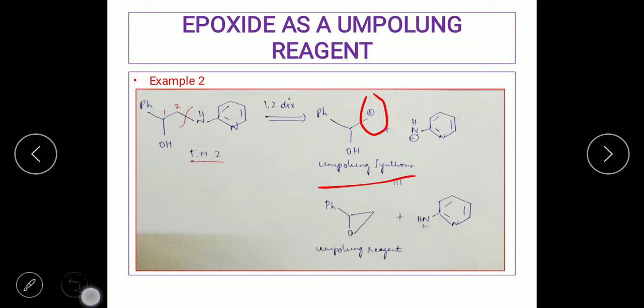Now we have finished writing the synthons. Let us write the synthetic equivalent. The synthetic equivalent for the umpolung synthon is going to be an epoxide, because it follows the same method. Oxygen is the nucleophile, it attacks the electrophilic carbon and forms a ring, a 3-membered ring with an ether in it. So it forms an epoxide, and the NH minus abstracts a proton to give the amine. So this is it about the synthons and synthetic reagents.